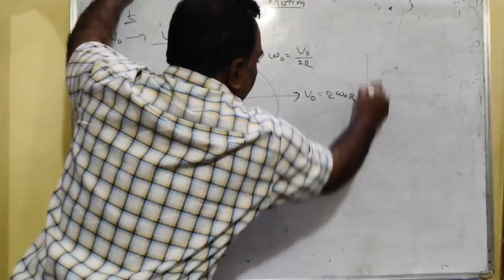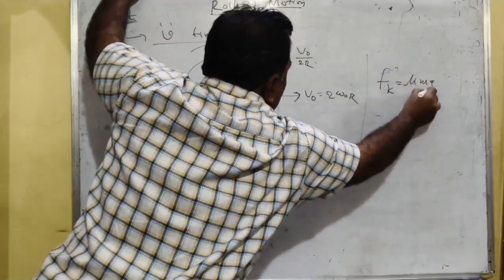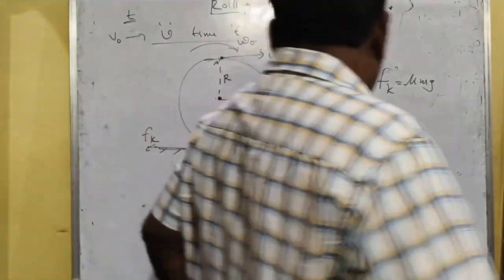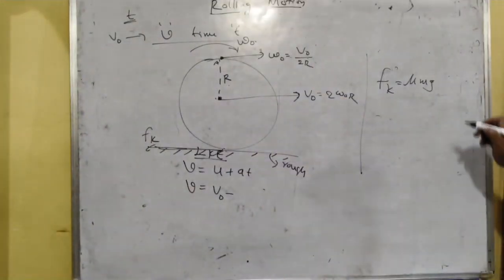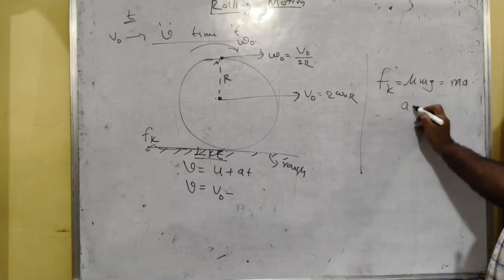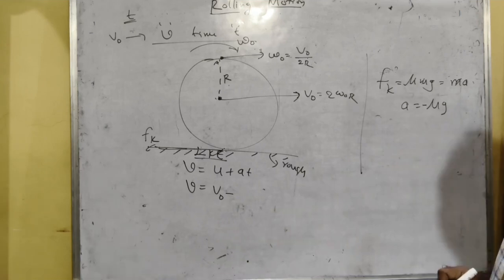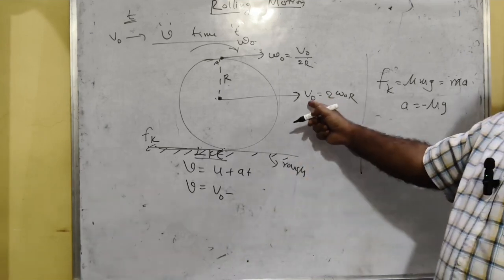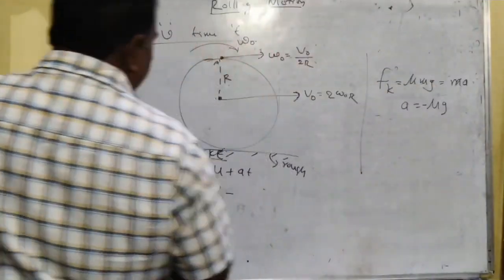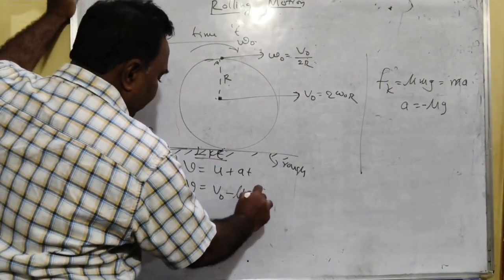So we know the frictional force Fk is equal to mu mg. Right? It is the only force acting along the horizontal direction, which is equal to m into a. Therefore, the acceleration is equal to minus mu g. Why negative? Because frictional force always reduces the velocity of this rolling body. So that's why we are getting here, in place of a, minus mu g into t.